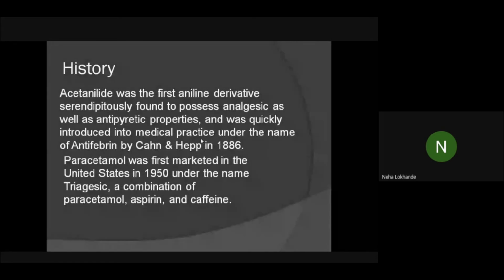The origin of paracetamol: it was the first aniline derivative serendipitously found to possess analgesic as well as antipyretic properties and was quickly introduced into medical practice under the name of antifebrin by Kahn and Hepp in 1886. Paracetamol was first marketed in the United States in 1950 under the name of Triagesic, a combination of paracetamol, aspirin, and caffeine.